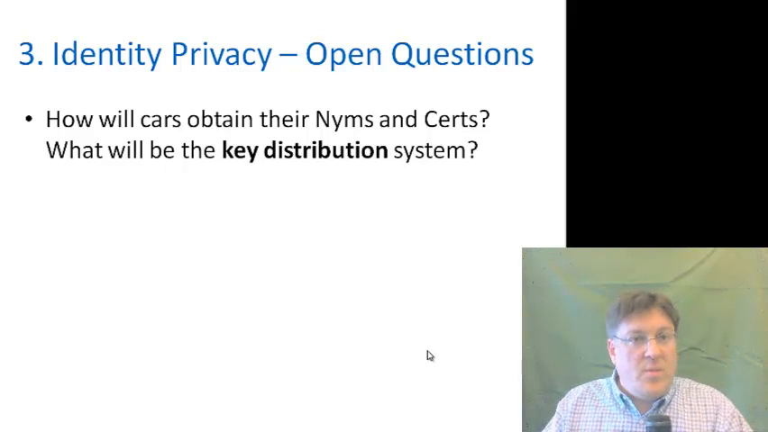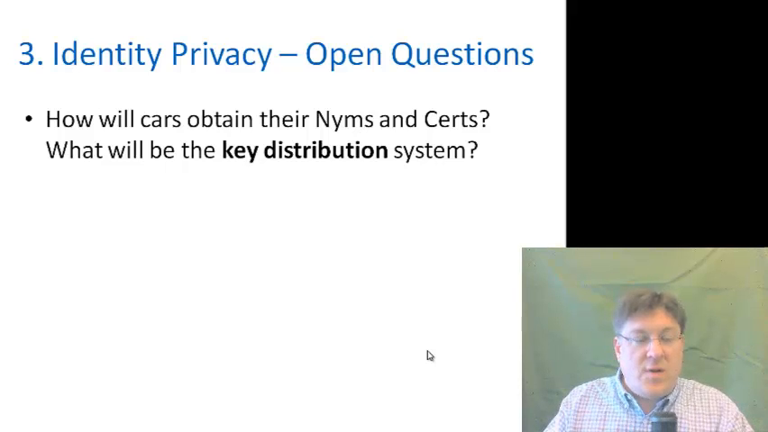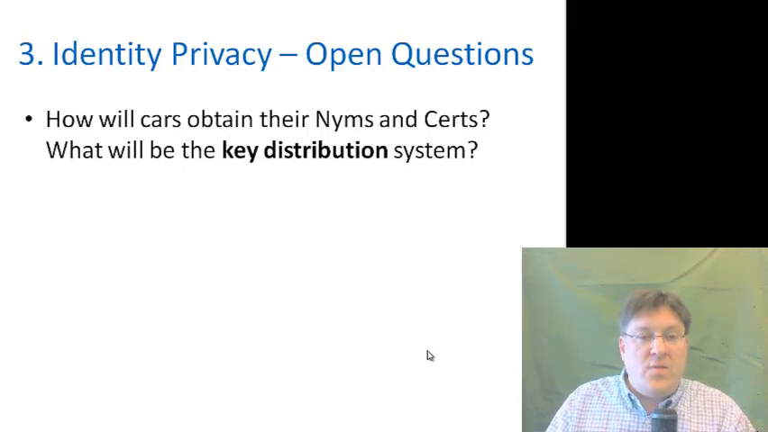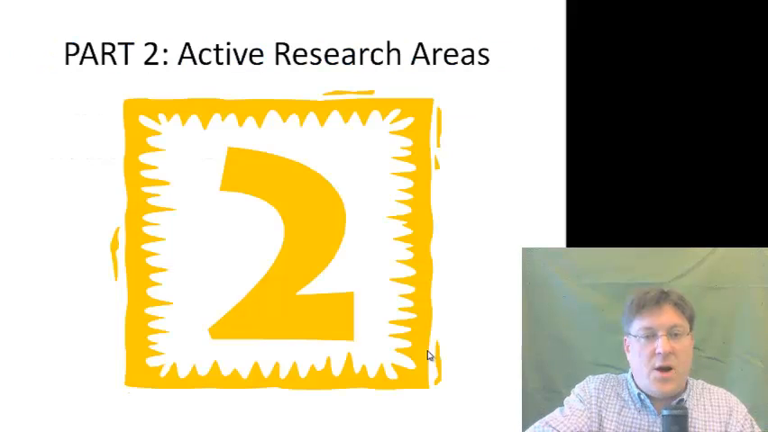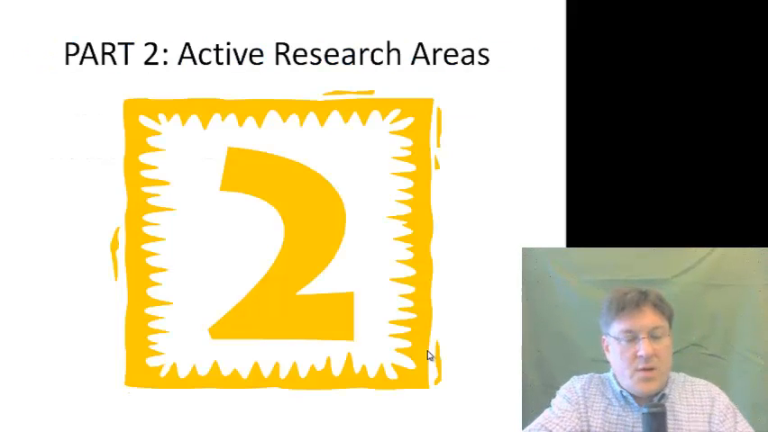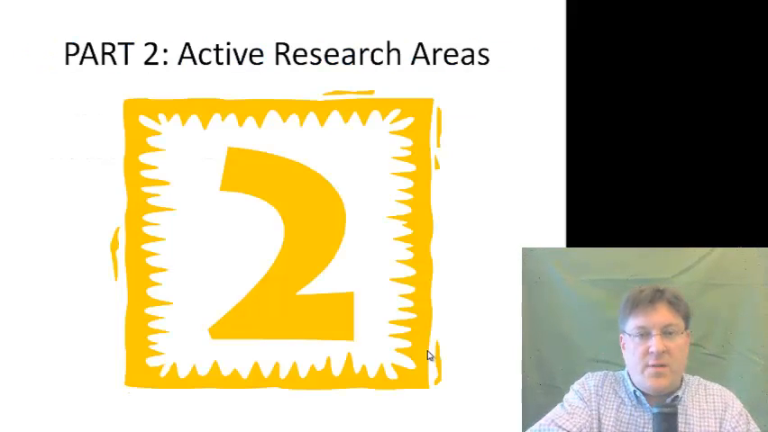Some researchers suggest that we should have pseudonyms change every 5 or 10 minutes, which might mean hundreds of thousands of pseudonyms per car, or tens of thousands anyway, per car per year. So it becomes an issue if you have multiple pseudonyms per car. So let's move to the second part, which is active research areas.